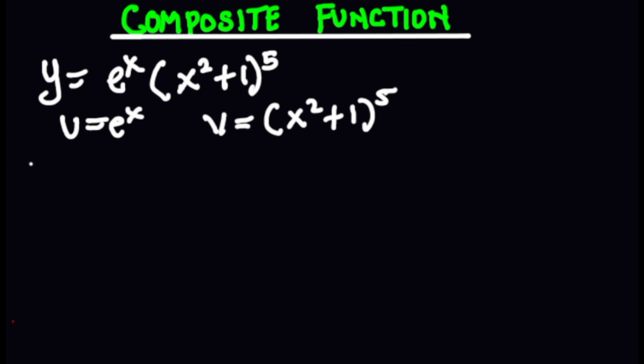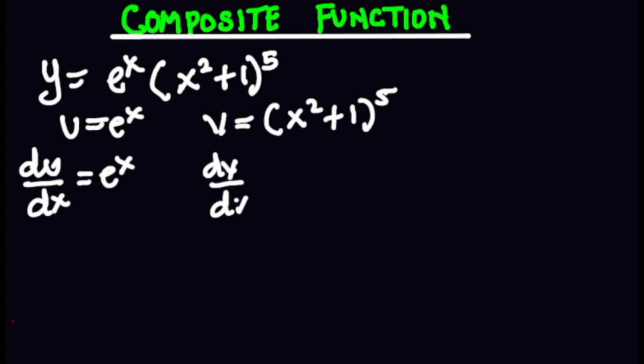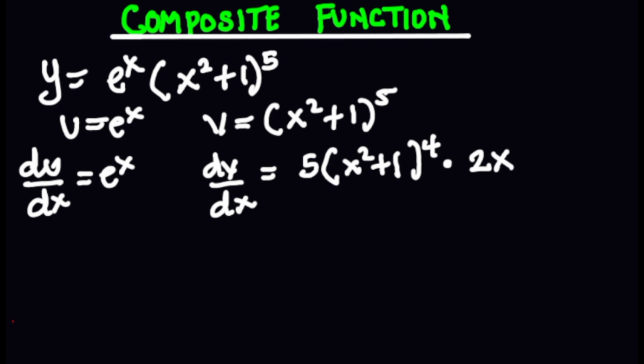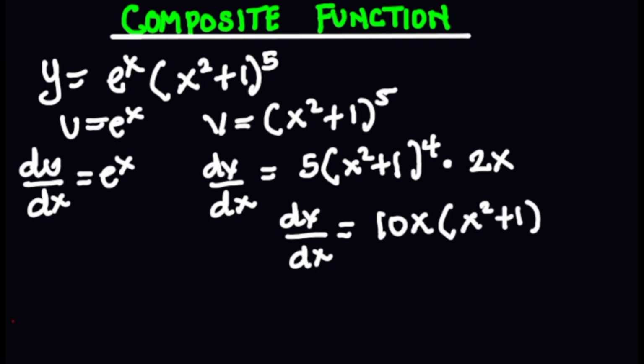So in that case, I'm going to have du dx equals exponential x, and dv dx, I'm going to have 5 open bracket x squared plus 1 raised to the power of 4 times what? Here is going to be 2x. So that shows that dv dx in this case is going to be equal to 10x open bracket x squared plus 1 raised to the power of 4.